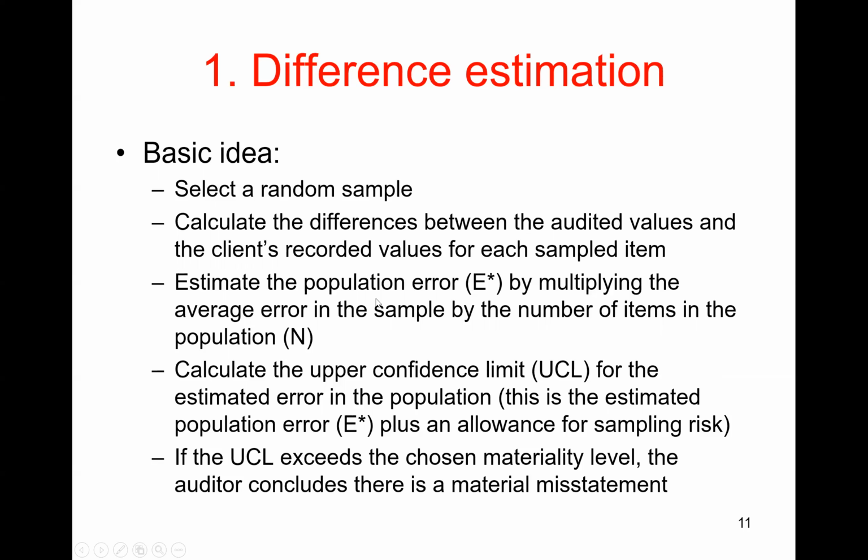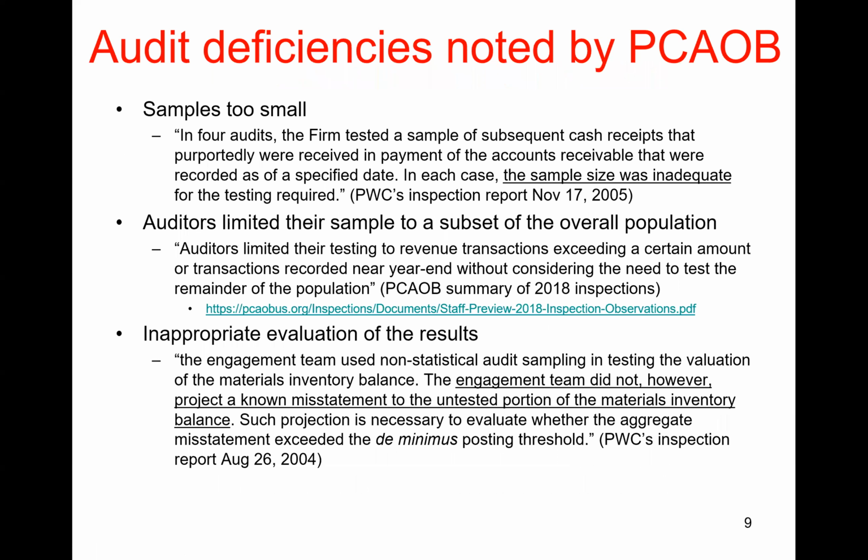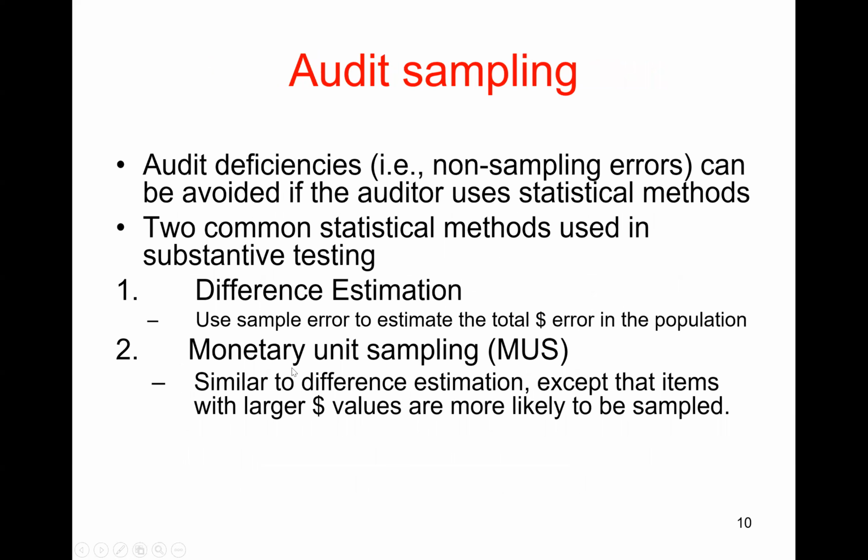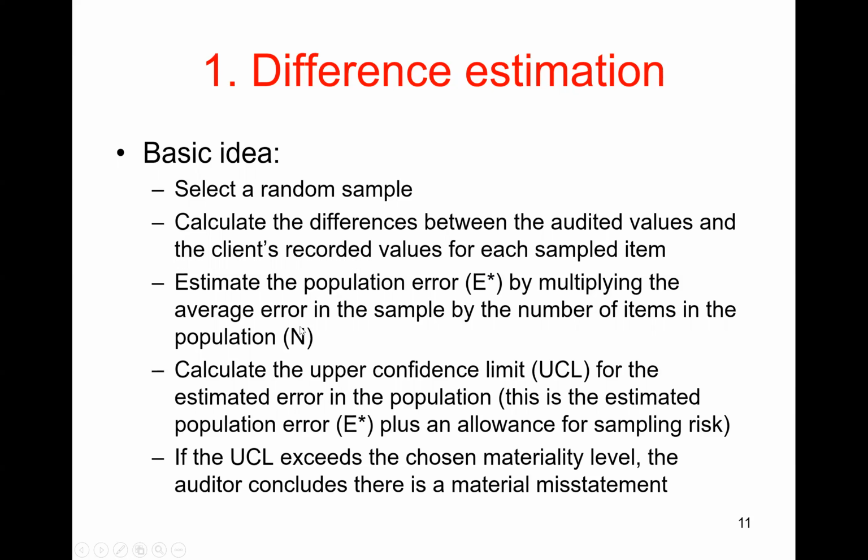Then you project to the population, right? You estimate the population error by multiplying the average error in the sample by the number of items in the population. So if I go back to here, right? Inappropriate evaluation of the results. This is what PwC failed to do in this audit. Right? They should have projected to the population, but they didn't do that. Right? So that's what we're going to do.